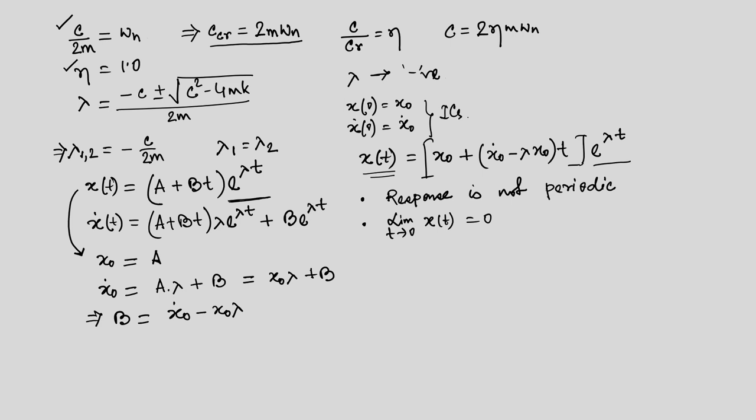But in this case again, I will ask you to repeat the same exercise and verify whether the solution can cross the zero line or not, and then compare the nature with the overdamped system. So, that is an exercise. I leave it with you. Now, the third case is where we have an underdamped system. That means, C by 2m is less than omega n, or what we can write, eta, that is the critical damping ratio, is less than 1.0.